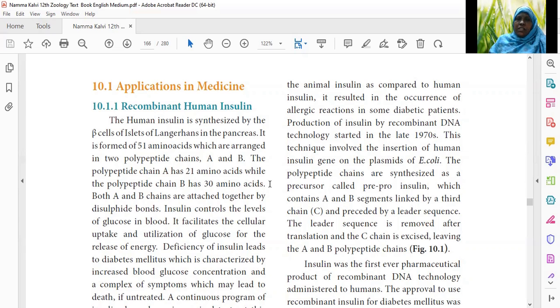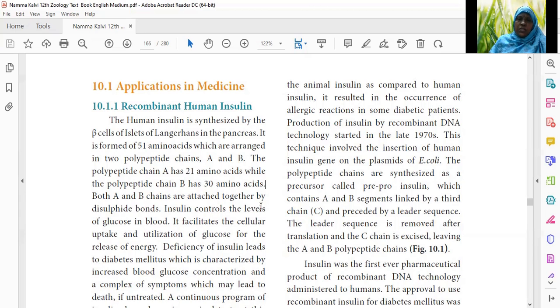Chemically, insulin is composed of 51 amino acids, and these are divided into two polypeptide chains. One is the A polypeptide chain, the other is the B polypeptide chain. 21 amino acids are present in polypeptide chain A and 30 amino acids are present in polypeptide chain B. Apart from that, the A and B chains are attached by disulfide bonds.